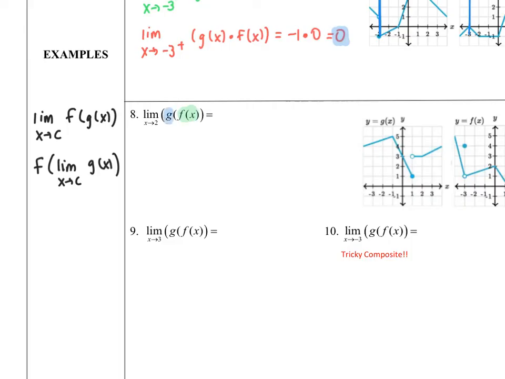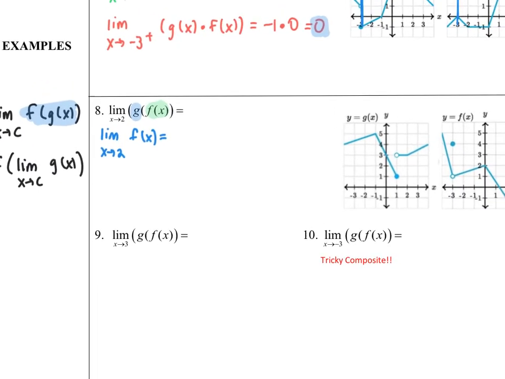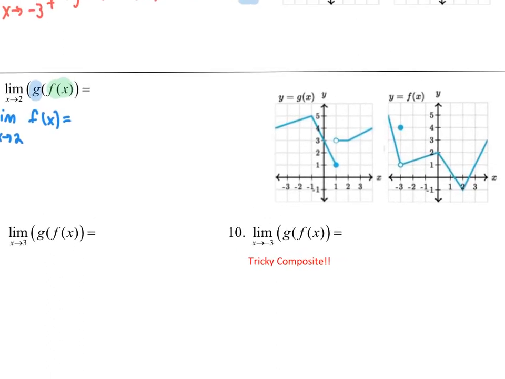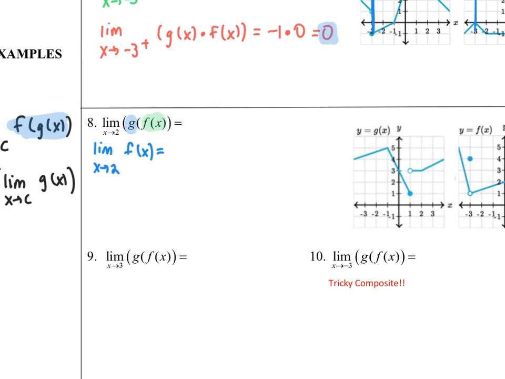So the letters have flip-flopped from how that original rule was given. But I first need to find the limit as x approaches 2 of the inner function, which in this case is f. And I can see from my graph over here as I approach an x value of 2 on the graph of f, my y's are approaching -1. So my first answer over here is going to be -1.